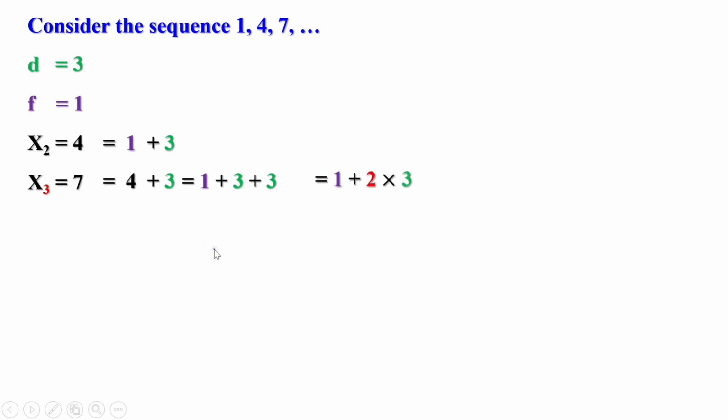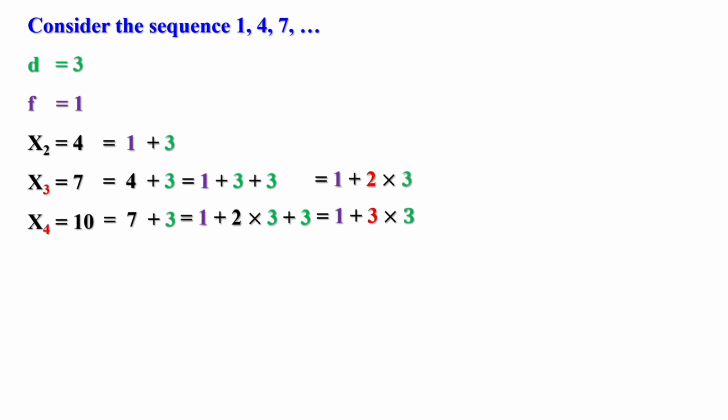Now what is the fourth term? That is 10. And we know the fourth term is obtained by adding the common difference to the third term. So it can be written as 7 plus 3. But we have already seen that 7 is 1 plus 2 times 3. So it can be written as 1 plus 2 times 3 plus 3. And that is equal to 1 plus 3 times 3. Similarly, we can see that the fifth term is equal to 1 plus 4 times 3.